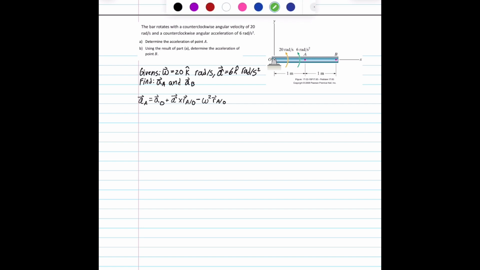If we look at which terms we know: the angular velocity, the position from O to A, and the angular acceleration. And we know that the acceleration of point O is 0. So we can plug in all of our values. From O to A, it's just 1 meter in the positive j hat direction. Then subtract the angular velocity, which they gave us, and multiply by that same position vector.